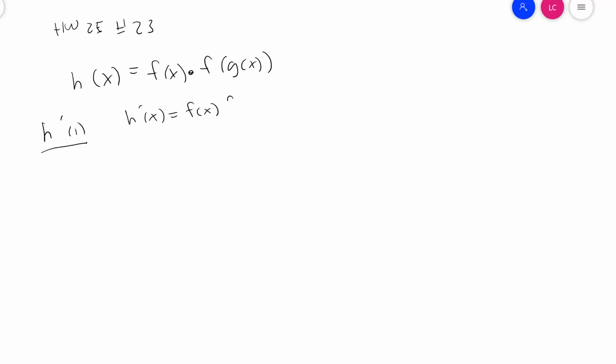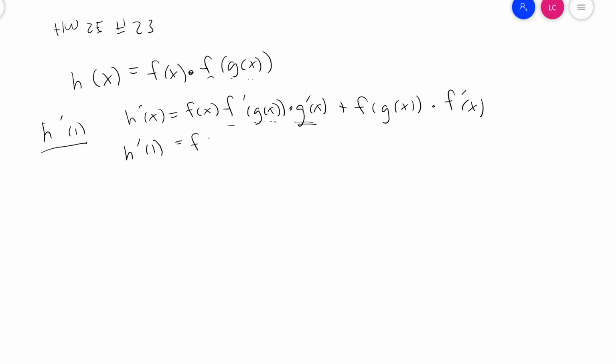So first d second, so multiplying by the derivative of the inside. So this is chain rule, right? Take the derivative of the outside function, carry the inside along, and then multiply by the derivative of the inside, plus second d first.